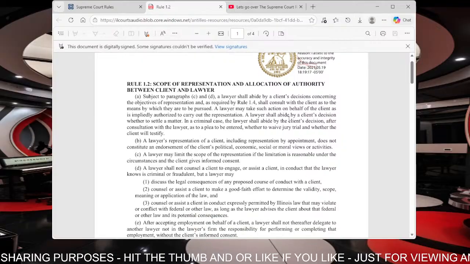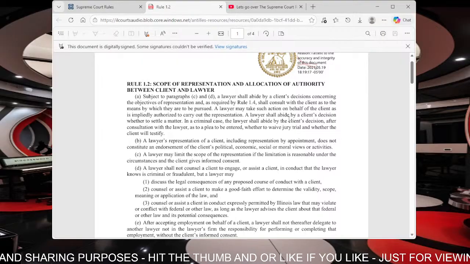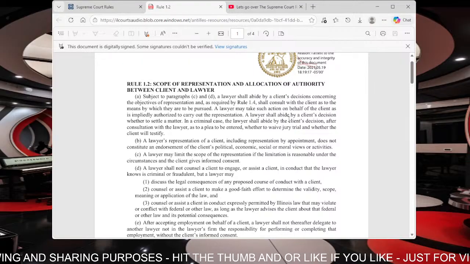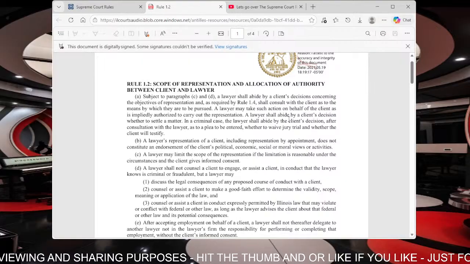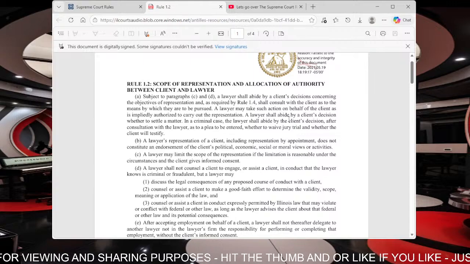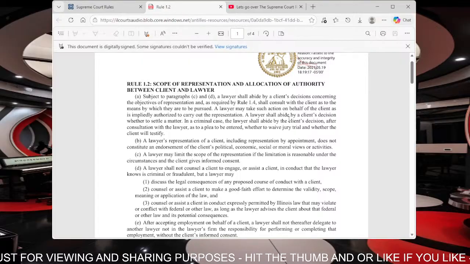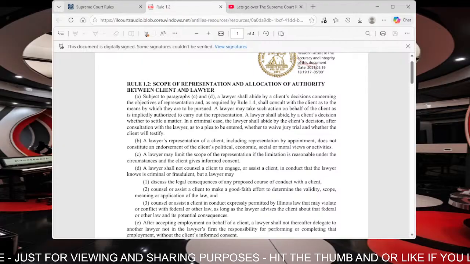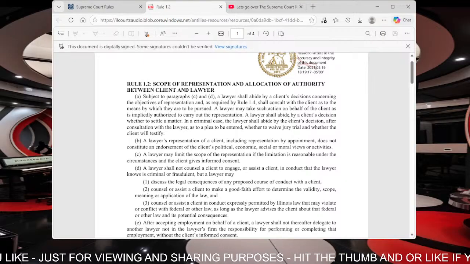A lawyer's representation of a client, including representation by appointment, does not constitute an endorsement of the client's political, economic, social, or moral views or activities. A lawyer may limit the scope of the representation if the limitation is reasonable under the circumstances and the client gives informed consent. A lawyer shall not counsel a client to engage, or assist a client, in conduct that the lawyer knows is criminal or fraudulent.